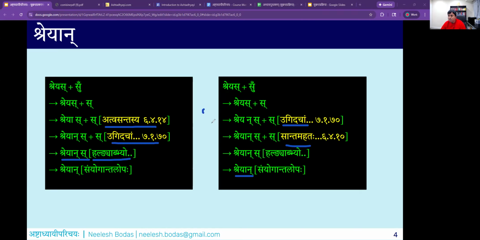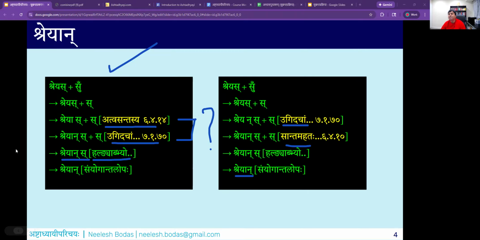So the question was, which approach is correct? And in all the commentaries in the classes, we have said that the first approach is correct. And the very fundamental question here was, why is Ugidacham being overpowered by Atvasantasya Chadhatoho? So before we move ahead, let us understand the relationship between Atvasantasya Dhatoho and Ugidacham Sarvanamasthanya Dhatoho.